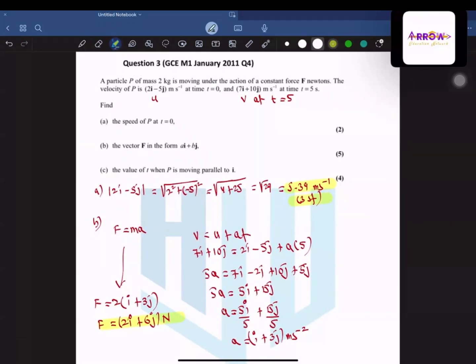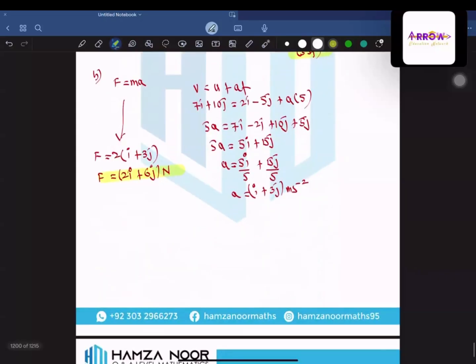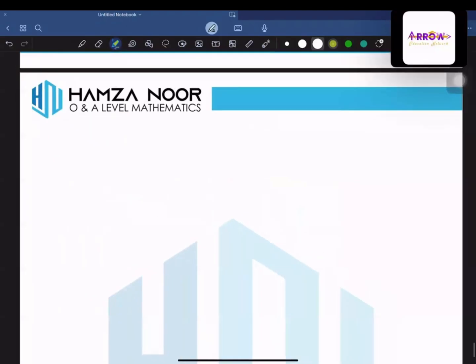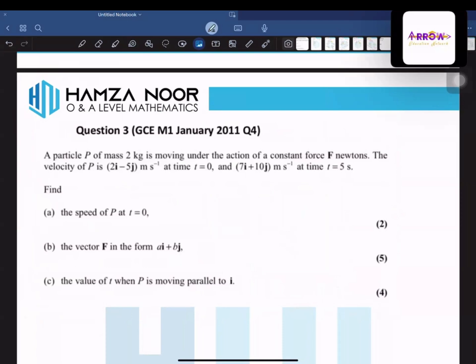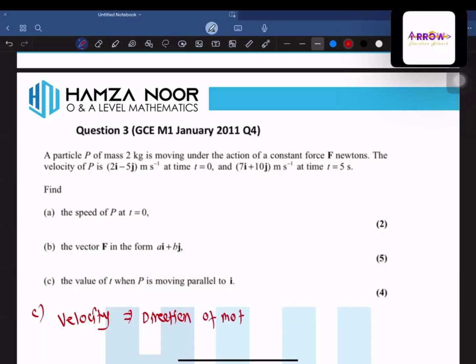So now let's move on to part C. And for part C, I'll bring the picture of the question on the next page. The requirement of part C is to find the value of t when particle P is moving parallel to the I vector. First things first, what you need to understand is that the velocity vector tells you the direction of motion of the particle, in which particular path the particle is moving.